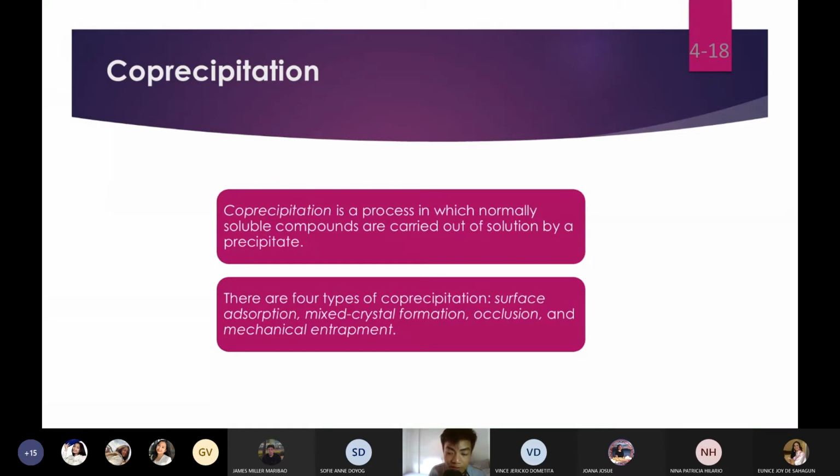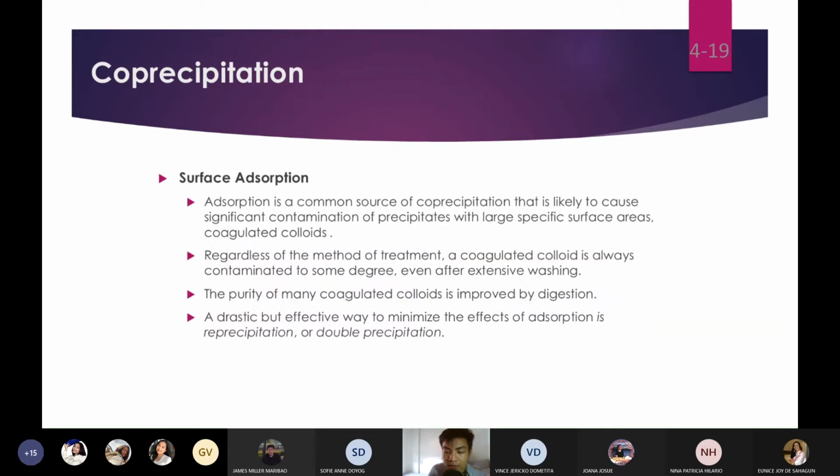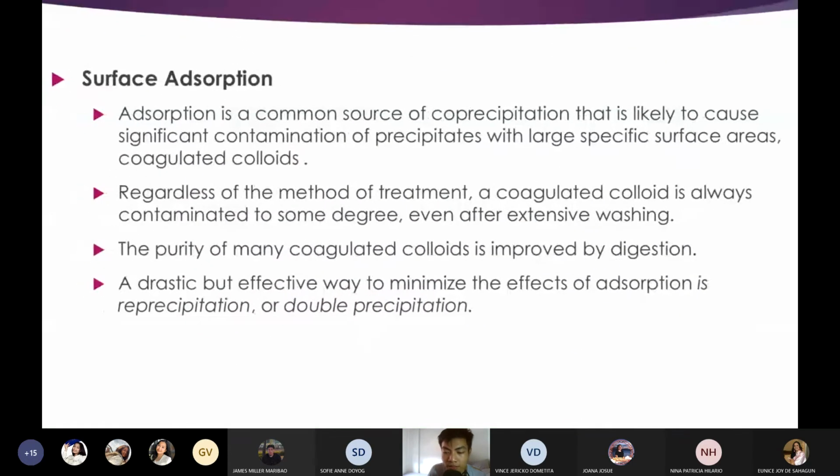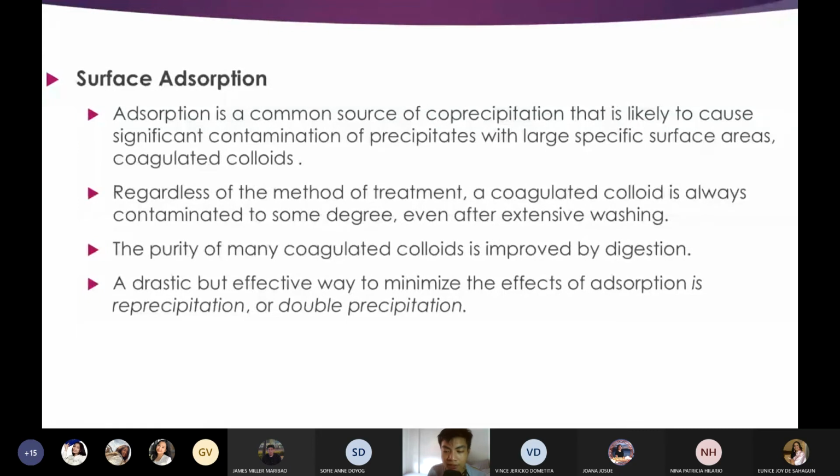There is surface adsorption, mixed crystal formation, occlusion, and mechanical entrapment. So isa-isahin natin yung uri ng co-precipitation. When we say surface adsorption, what happens here is that your contaminants, yung ibig sabihin ng contaminant natin, yung other ions, pwedeng dumikit sila sa precipitate, no. 'Di ba lumalaki na yung ating precipitate. Tas kunwari may other ions ka, yung contaminant, pwede sila dumikit sa surface ng iyong precipitate. So that is surface adsorption, okay? So habang lumalaki yung precipitate, pwede dumikit siya sa surface.